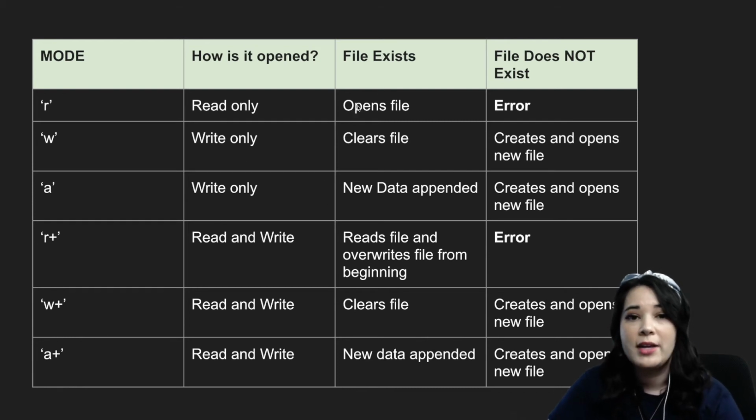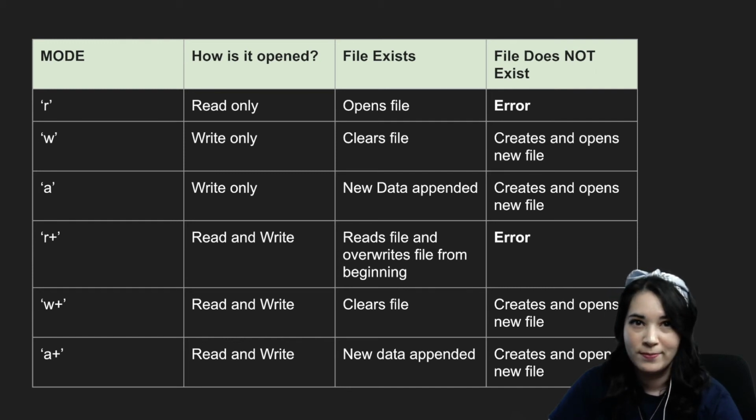Now, if we try and open a file that already exists in read mode, that's good. We want the file to exist so we can read information from it. If the file doesn't exist that we try and open, as we saw earlier in Atom, it's going to give us a file not found error.